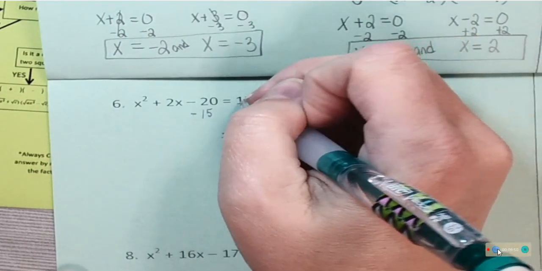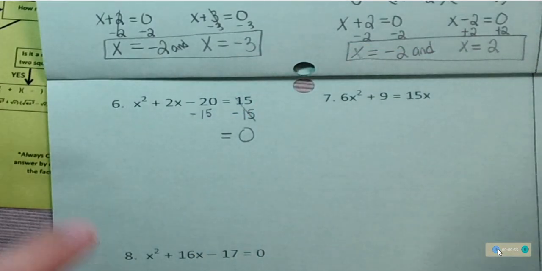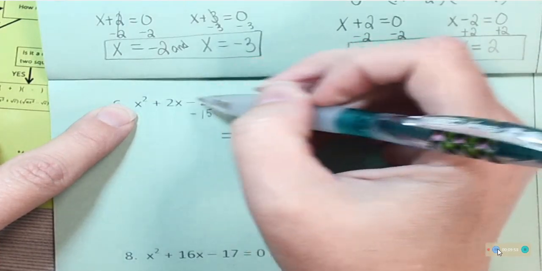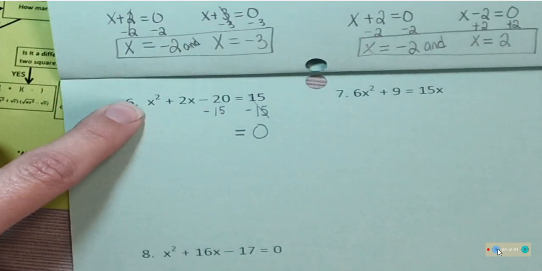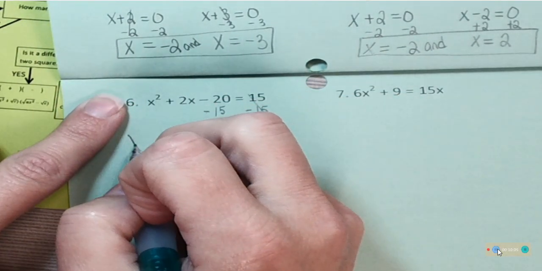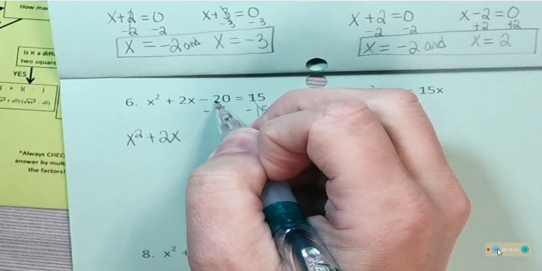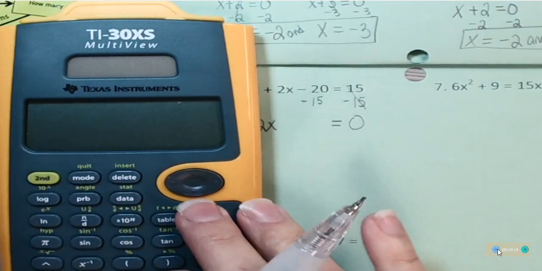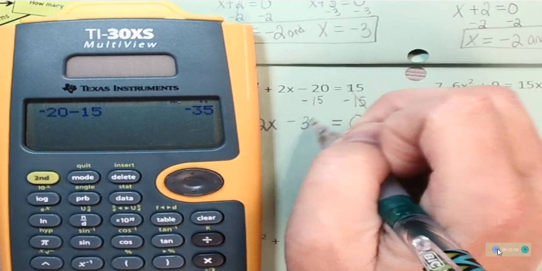All right, equals 15 minus 15, this side is 0. That's what I wanted. You've got all of these terms and you need to add like terms. And it is critical that you get it in standard form, which means x squared comes first. So you have x squared plus 2x, and then what is negative 20 and negative 15 more? Negative 20 minus 15 more gave me a negative 35.